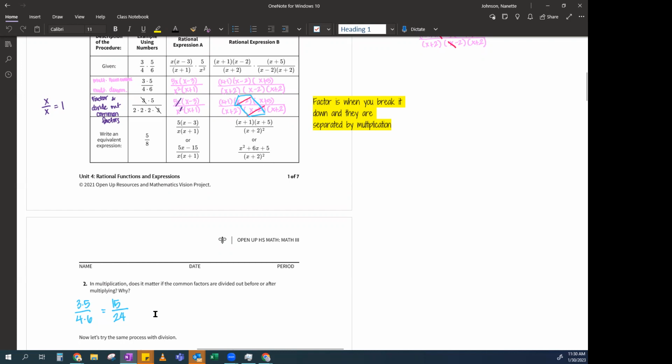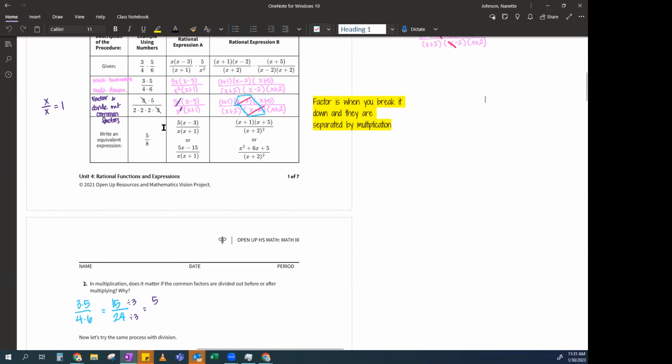But they ask, can you divide out the common factors after you multiplied? So I just multiplied, and then the common factor obviously is going to be 3. So I'm going to divide out my 3 here. What's 15 divided by 3? Just kidding, I know. What's 24 divided? Just kidding, I know. So it doesn't matter.